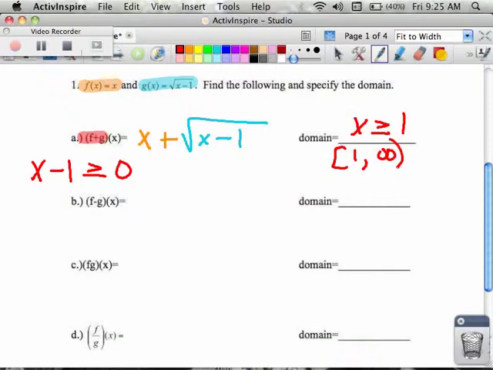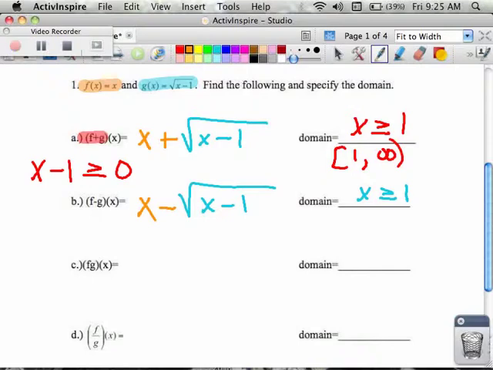So from 1 to infinity, not 0. In the second one, if we subtract the two functions, I would end up with x, which is my f function, minus, you guessed it, radical x minus 1. Did anything change in my domain? No, not really. There's no problems putting any numbers in for x, but still the junk under the radical has to be bigger than or equal to 0, and when I solve that, I still get x bigger than or equal to 1. Nothing has changed.